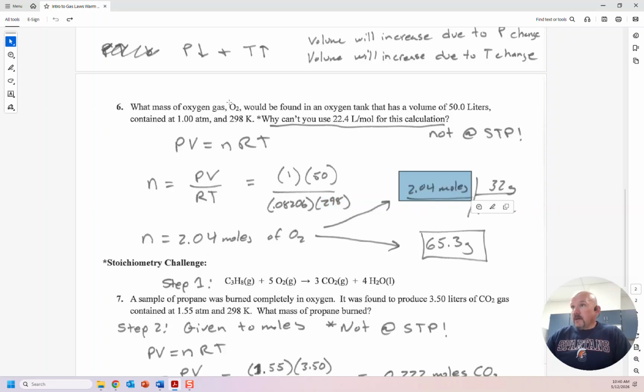And remember, it's moles of this gas, O2. So how do I convert to grams? I multiply by the molar mass of that gas, which is 32 grams per mole. And I get my grams. Okay.